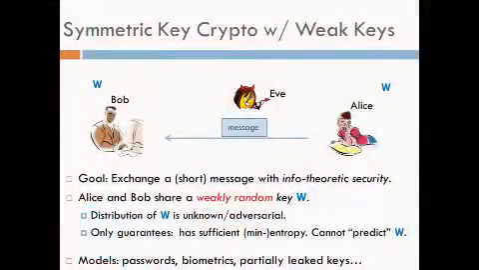And so hopefully this should model things like passwords or biometrics, where we just don't know too much about the distribution that these come from, so we might as well assume that it's adversarial, because we really don't know much else about it.